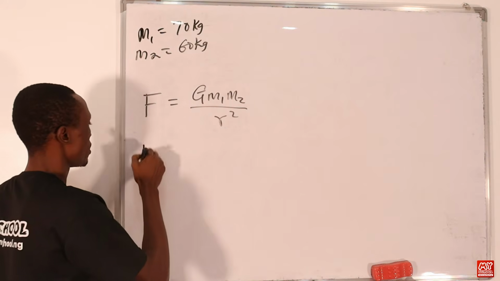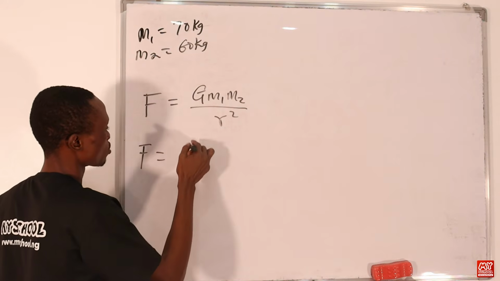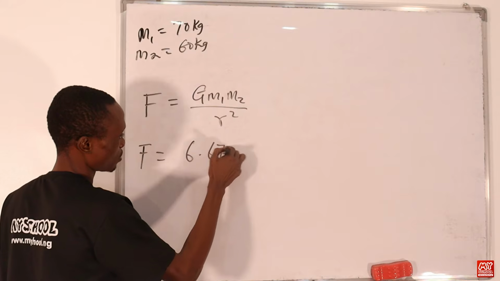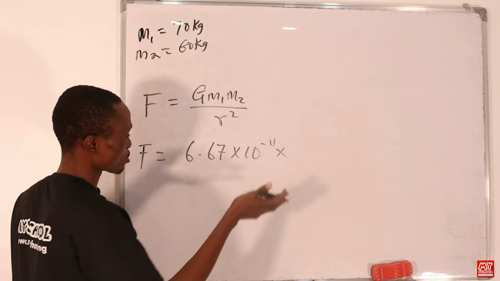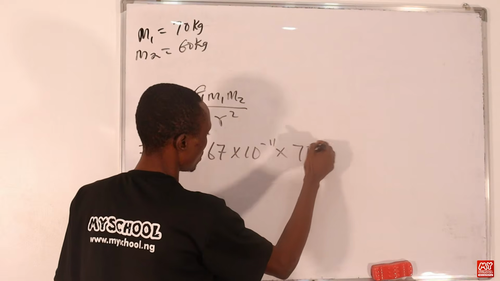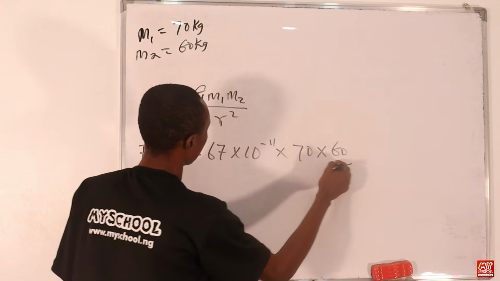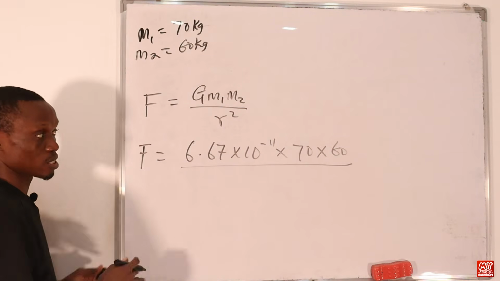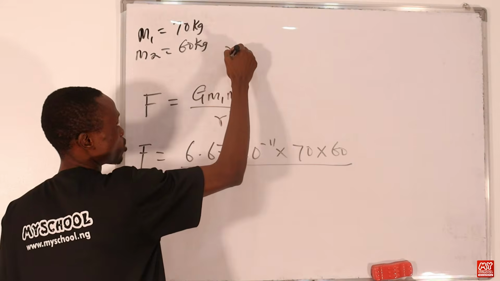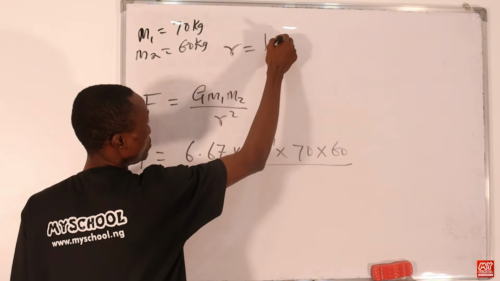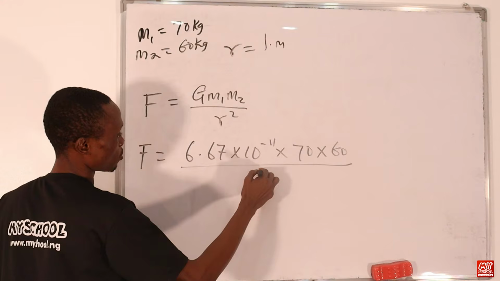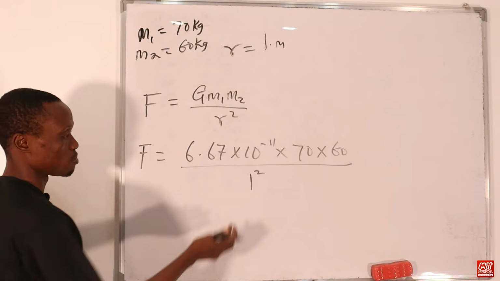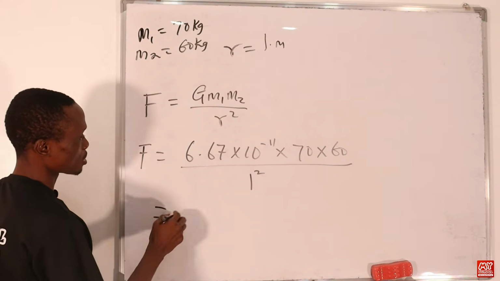Okay, so here F will be equal to, of course we know G to be 6.67 times 10 raised to power minus 11, then times the masses of the man and his friend, which is 70 times 60, then all over r squared, which is the distance between them. Now remember that in this question, it is given to be equal to 1 meter. So in place of r here, we just put 1 meter, which will give us 1 squared, and 1 squared still remains 1.